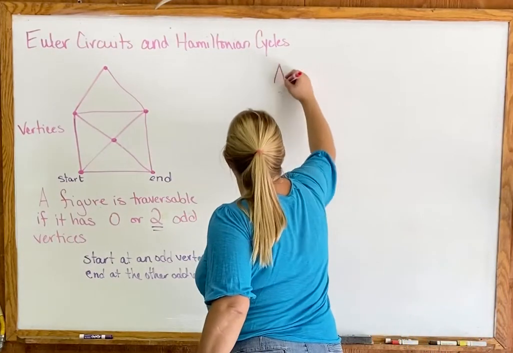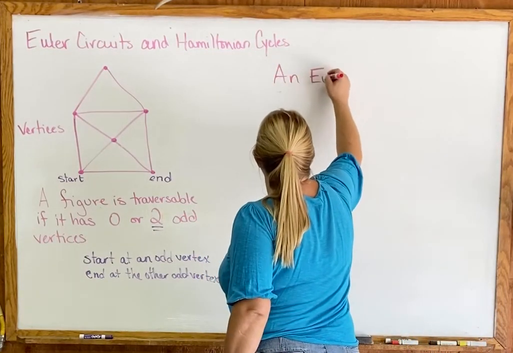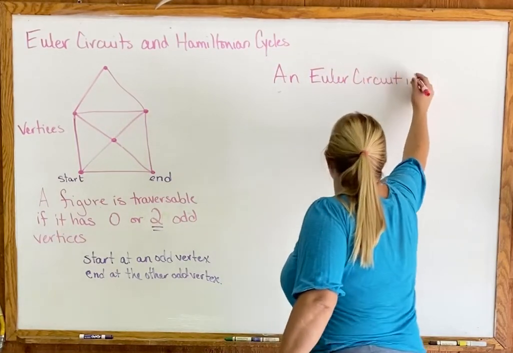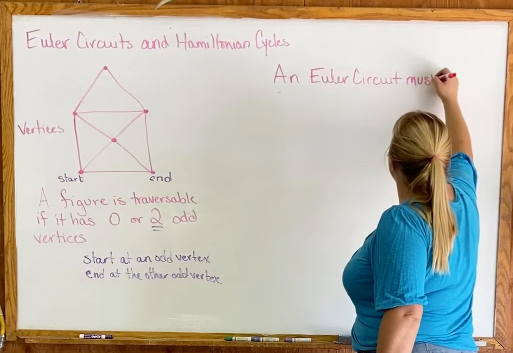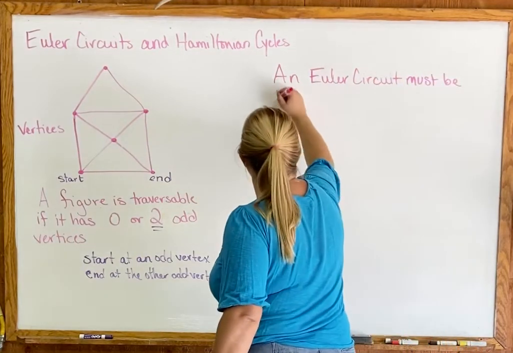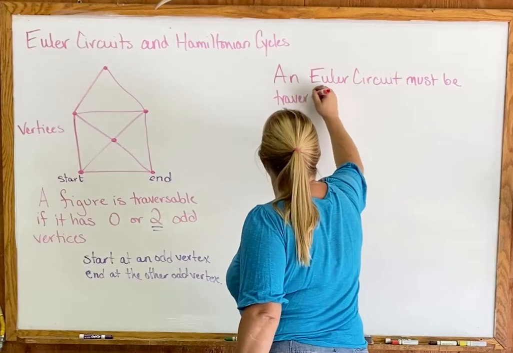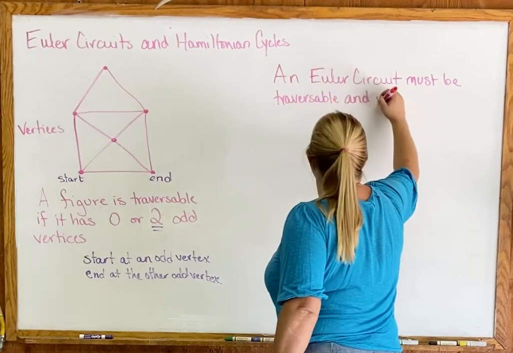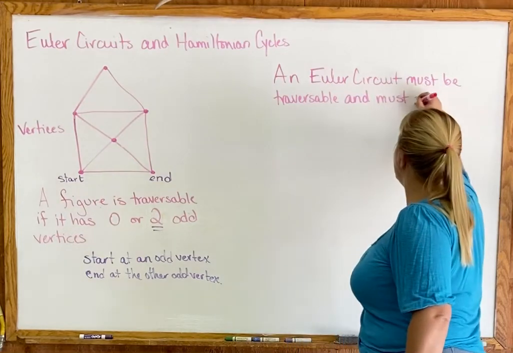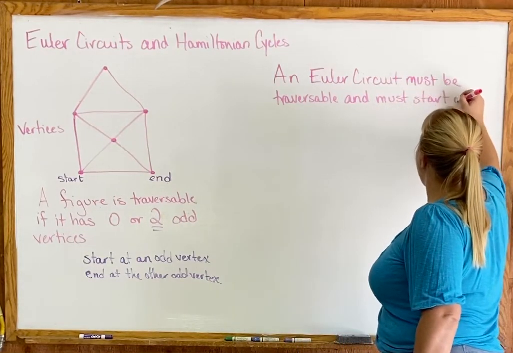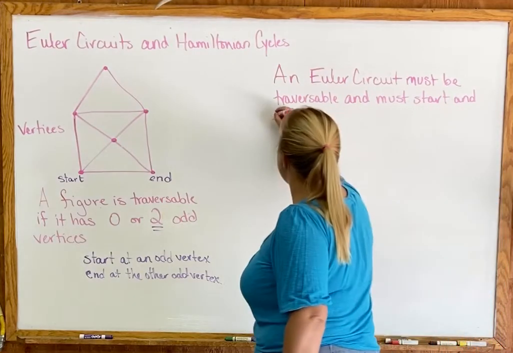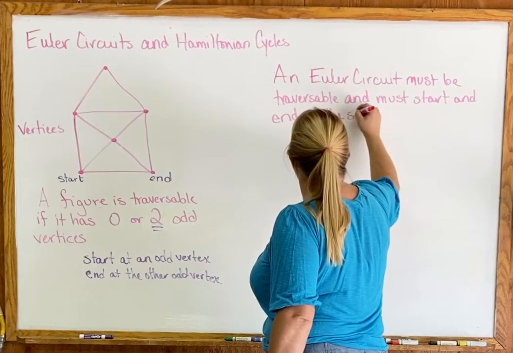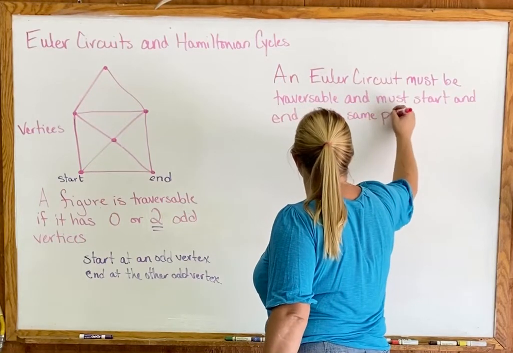So, an Euler circuit must be traversable and must start and end at the same point.